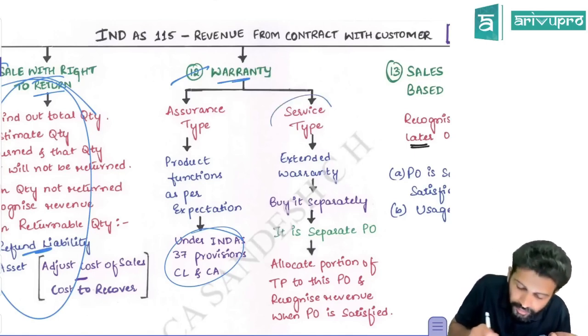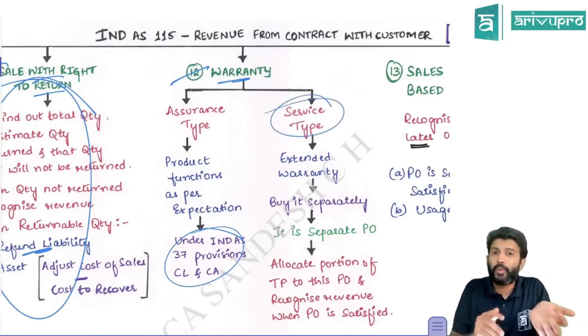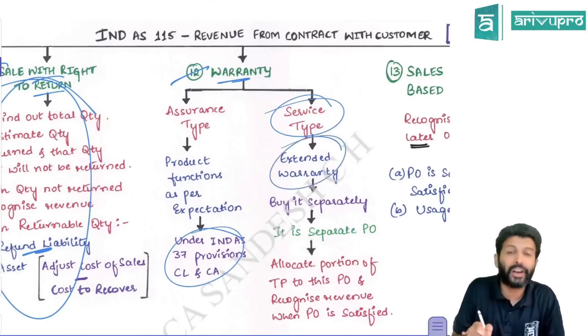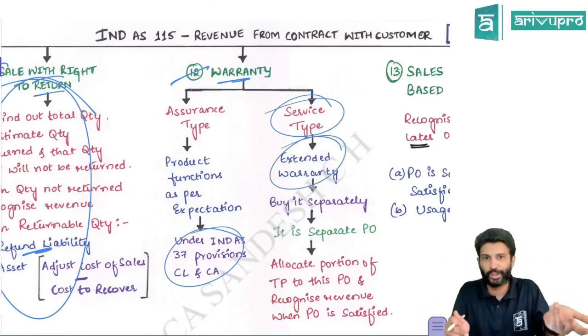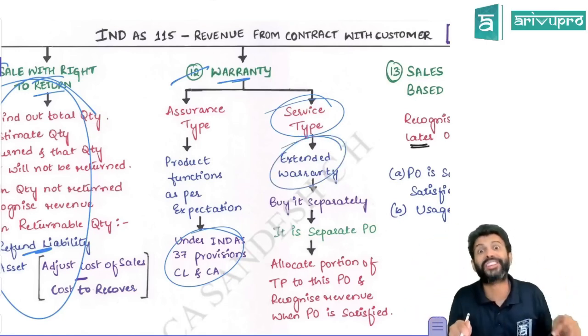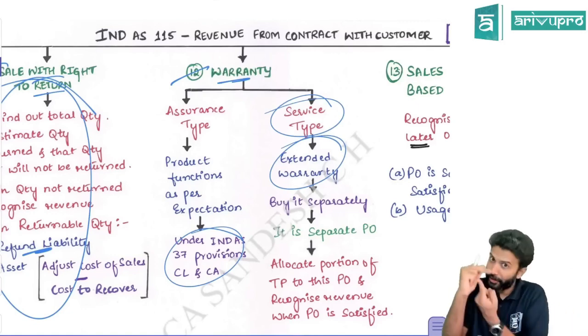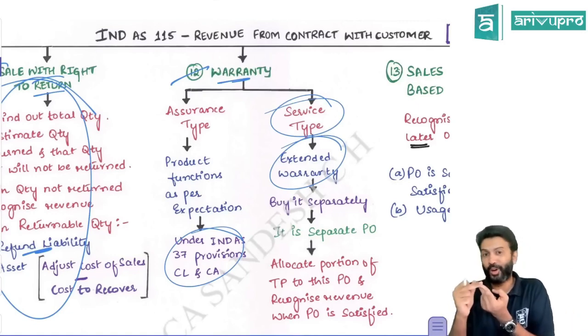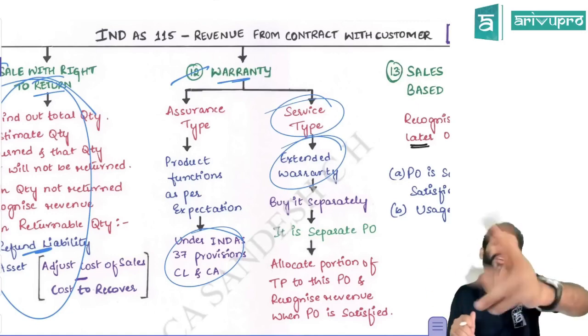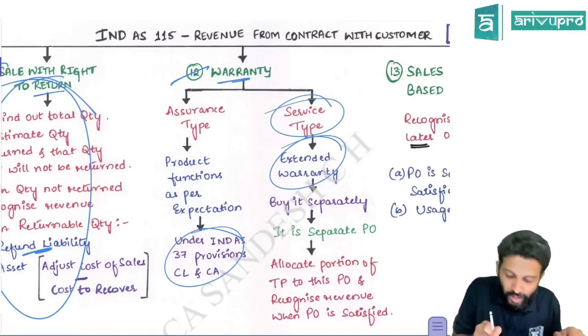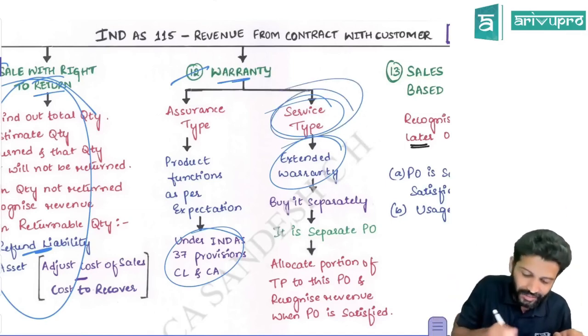However, if it is a service type warranty, it's an extended warranty. Normally, whenever you buy goods, especially mobile or laptop, they ask, do you want an extra warranty or extended warranty? Warranty comes for 1 year, but you can also extend the warranty by 1 more year by paying 500 rupees extra. That extra warranty, we call a service warranty.